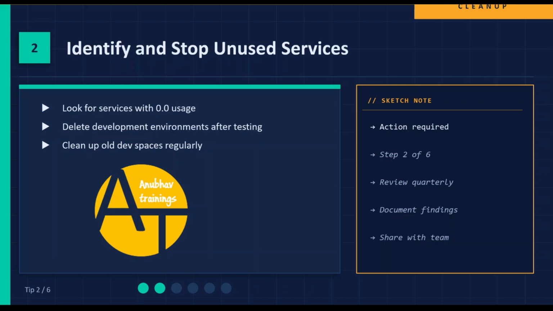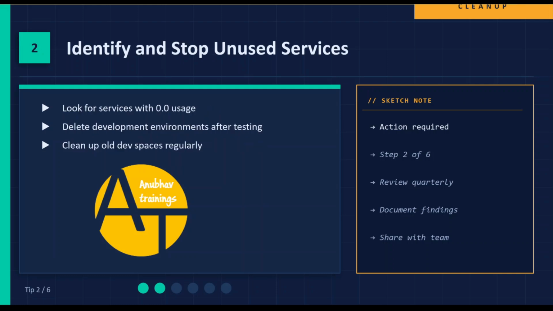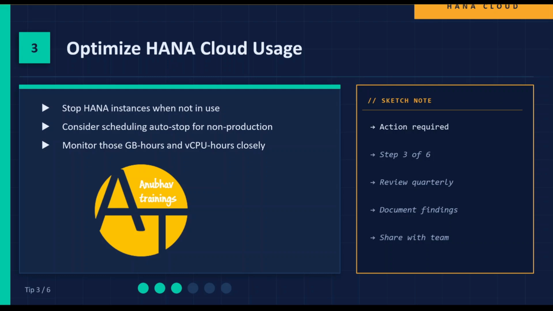2. Identify and stop unused services. Look for services with 0.0 usage. Delete development environments after testing. Clean up old dev spaces regularly. 3. Optimize HANA Cloud usage. Stop HANA instances when not in use. Consider scheduling autostop for non-production. Monitor those GB hours and vCPU hours closely.